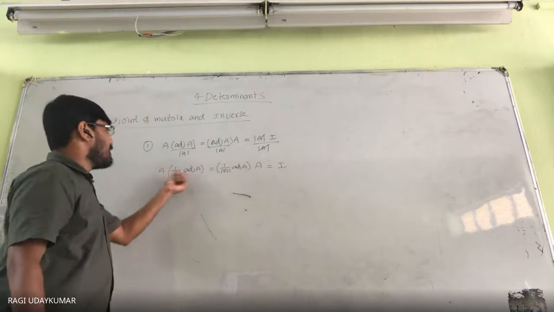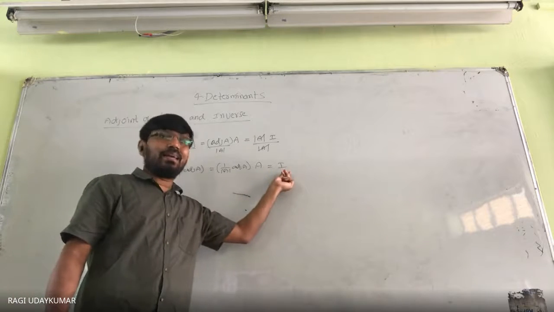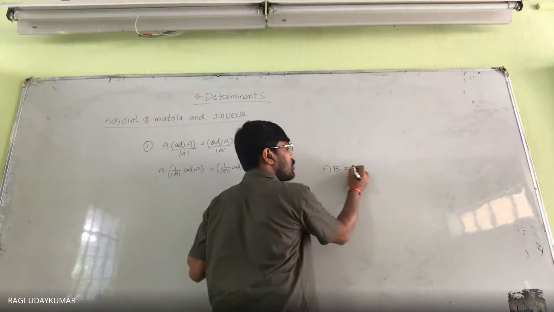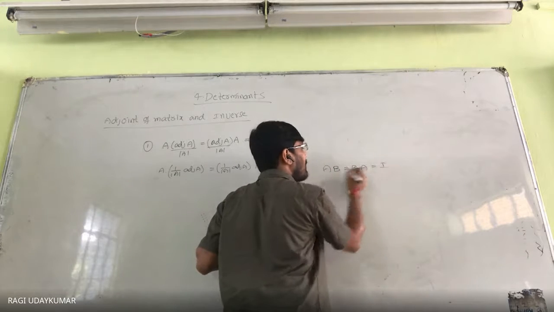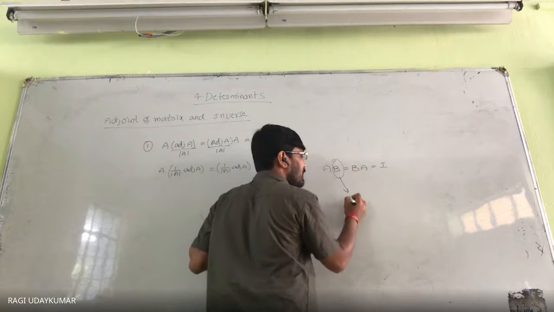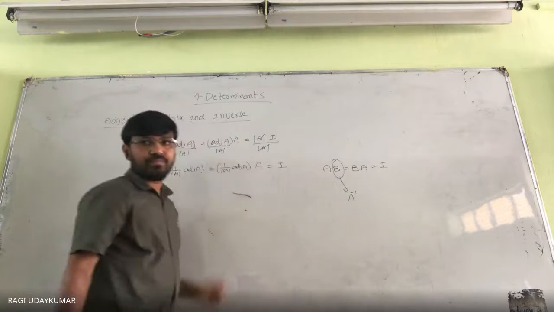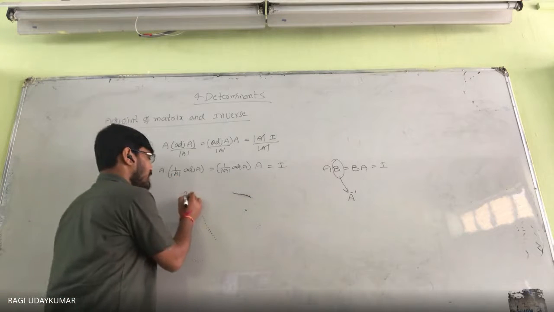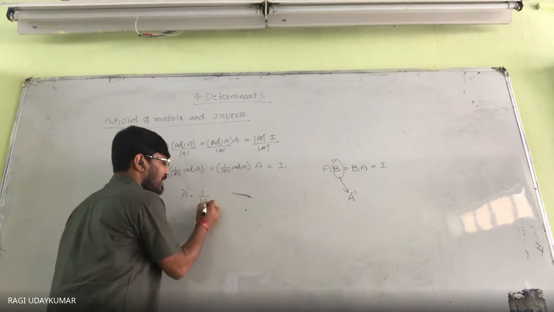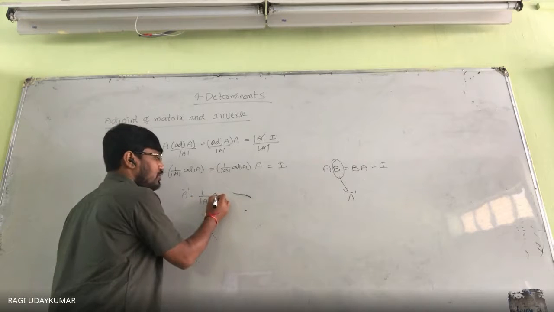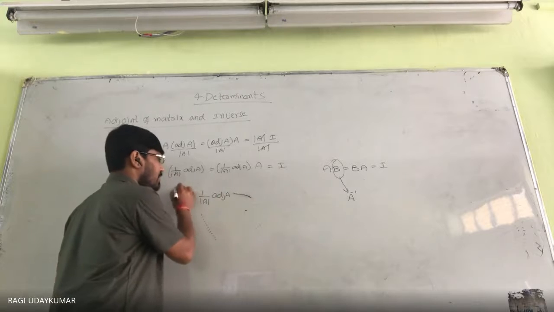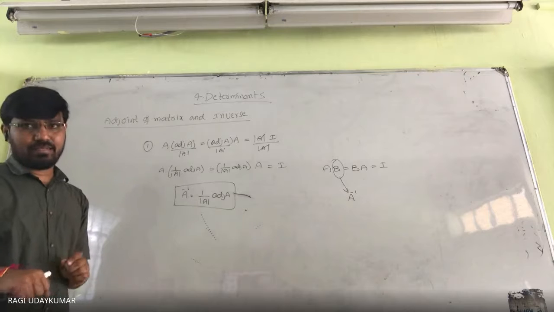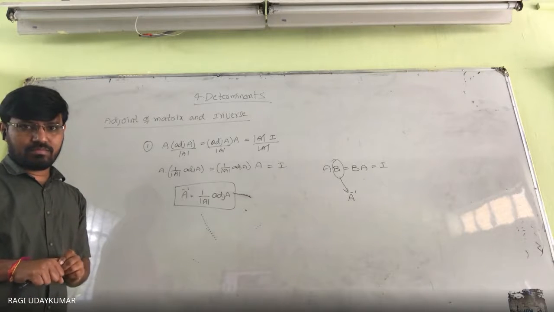That means when we multiply this one, we get I. Same, that means we have already learned that AB is equal to BA is equal to I, means B is called the inverse of A, which is A inverse. So in the place of B, we have this one. That's why we call it A inverse is equal to 1 by determinant of A into adjoint of A. This is the way to take the inverse of the given matrix.